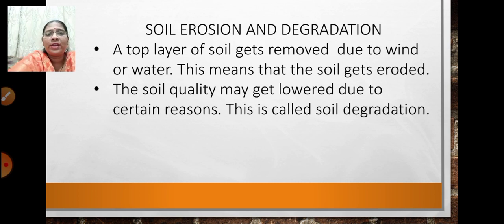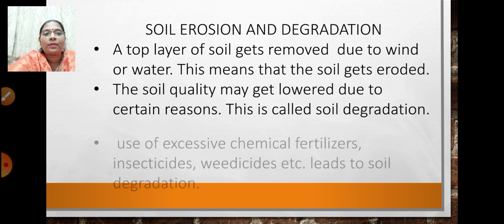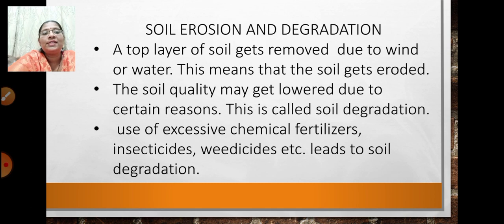If it is a fertile soil, excessive use of chemicals, fertilizers, insecticides and pesticides may degrade the soil quality, and that is called soil degradation. Its quality is reduced. So when the soil's quality is lowered due to certain reasons, this is called soil degradation. And what is soil erosion? When the top layer of the soil is washed away or removed due to water or wind, this is called soil erosion.